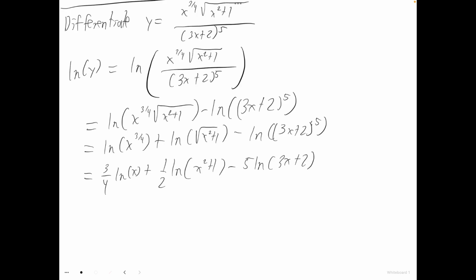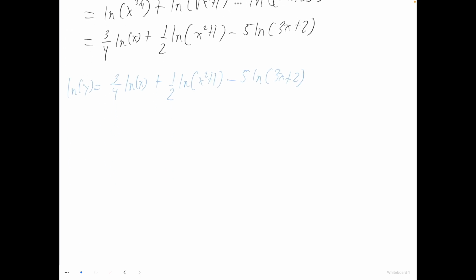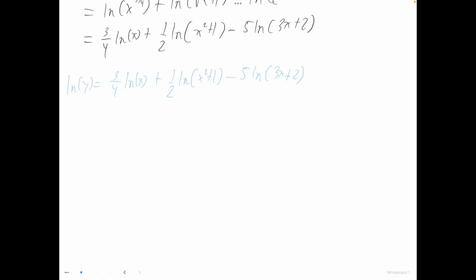And so using a bunch of log properties, what we were able to find is that ln of y equals 3/4 ln of x plus 1/2 ln of x squared plus 1 minus 5 ln of 3x plus 2. And now we're going to take an implicit derivative of both sides. So we're going to take the derivative with respect to x because we want dy over dx. On the left-hand side, we're just taking the derivative of ln of y, and so this will be 1 over y dy over dx.